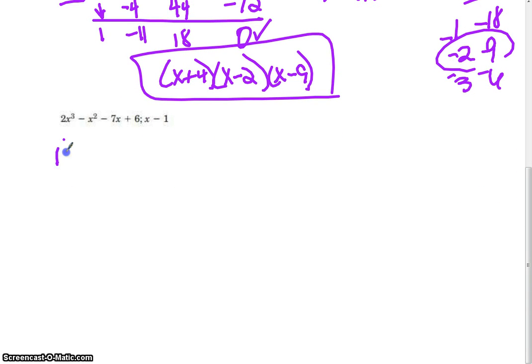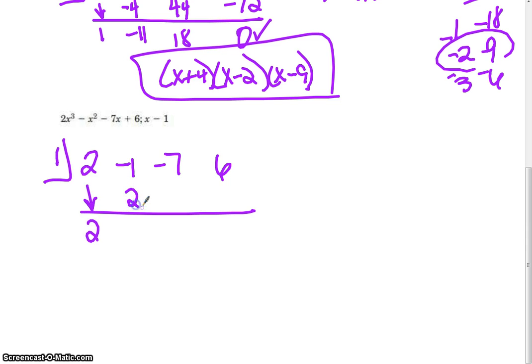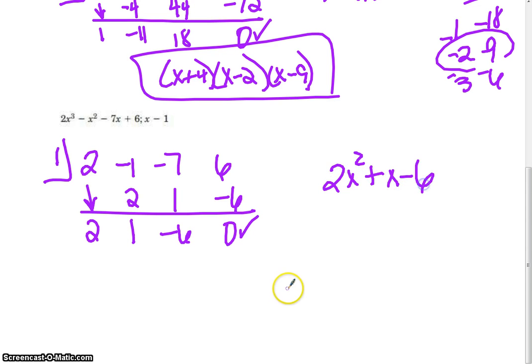You'll put a 1 out here. We have a 2, a negative 1, a negative 7, and a 6. Bring down your 2. You have a 2, you have a 1, you have a 1, you have a negative 6, you have a negative 6, you have a 0, so that proved it. 2x squared plus x minus 6.